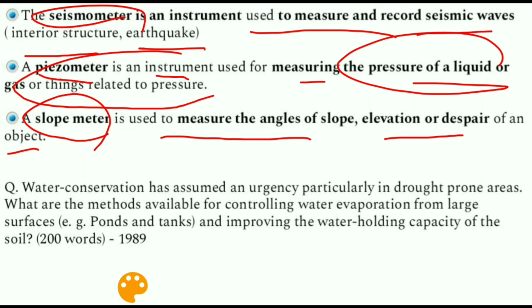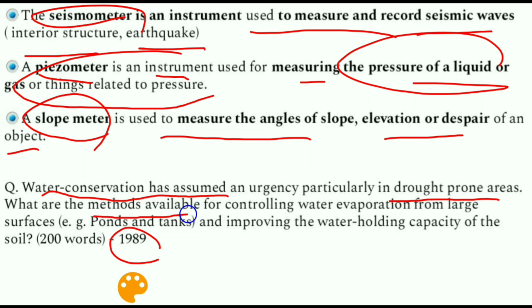Let's discuss a mains related question which was asked in 1989. The aim of our giving this kind of question is so that you can decipher which kind of question can be asked in UPSC. Water conservation has assumed an urgency, particularly in drought-prone areas.